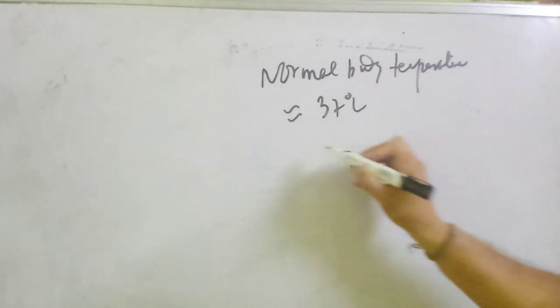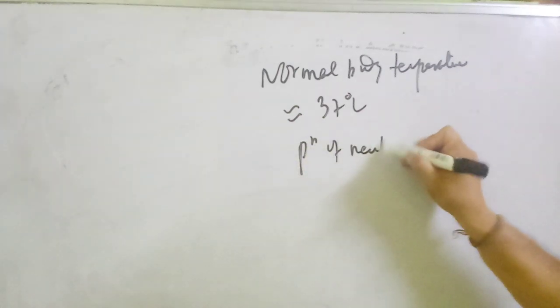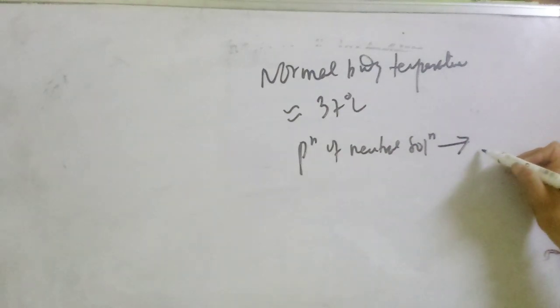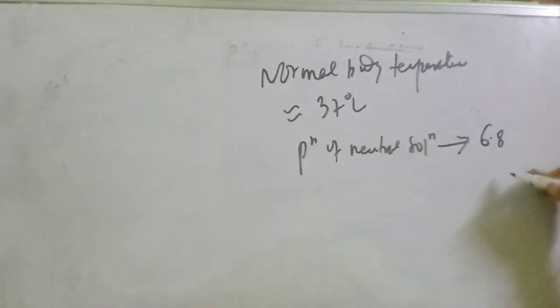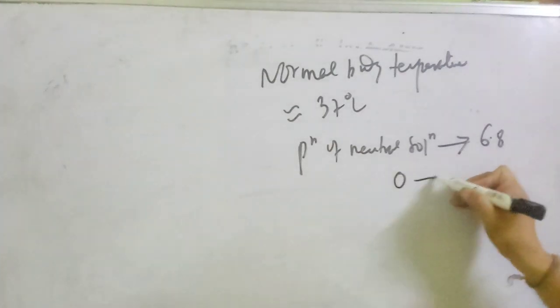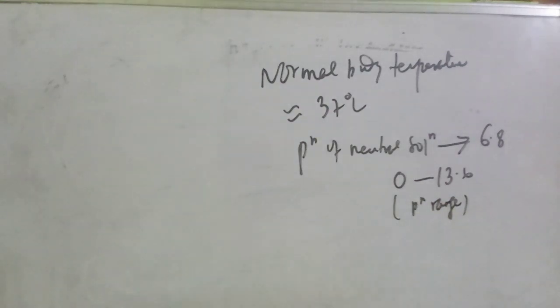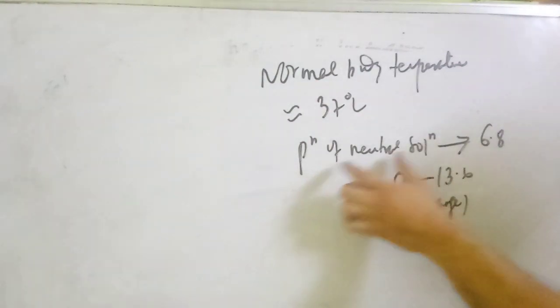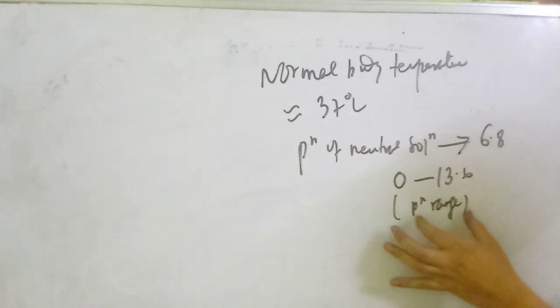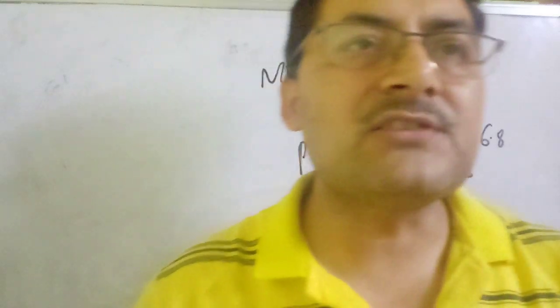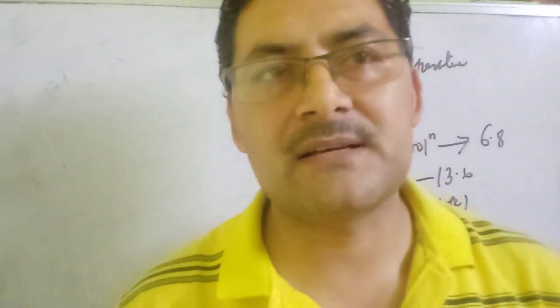So at that time, the pH of a neutral solution will be not 7, but it will be equal to 6.8, and the pH range will be 0 to 13.6. Okay, this is the pH range in our body. So whenever we have normal body temperature, at that time the pH of a neutral solution will be 6.8 and the pH range will be 0 to 13.6. When temperature increases or decreases in our body, then the pH range will change. So pH is sensitive to temperature, that you must know. Okay.